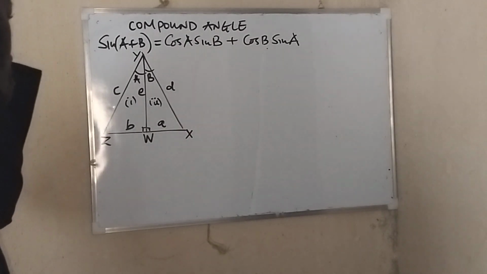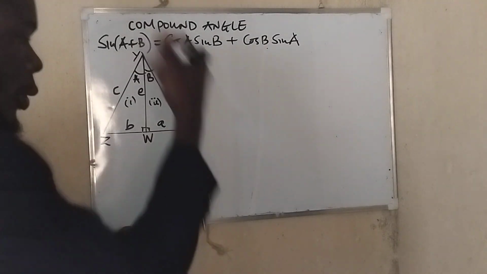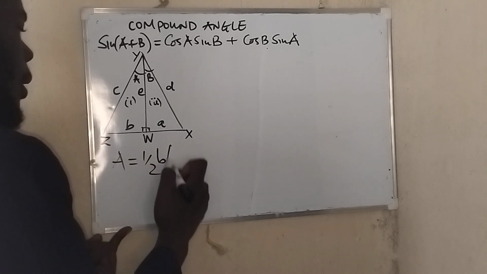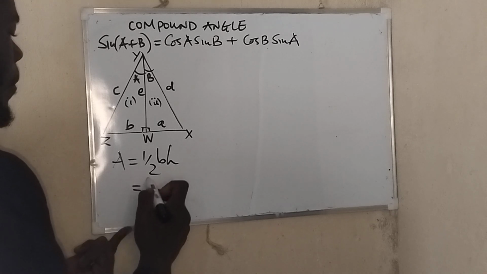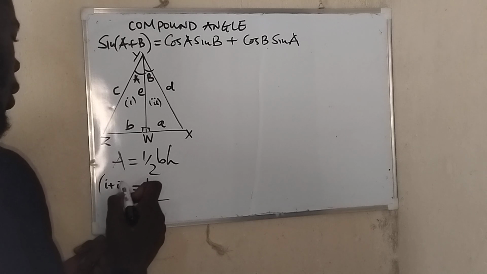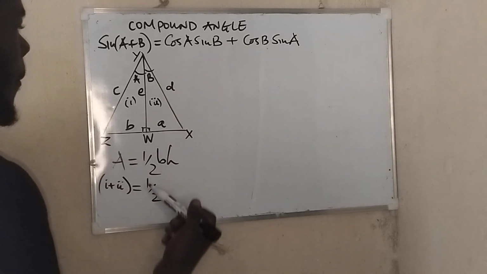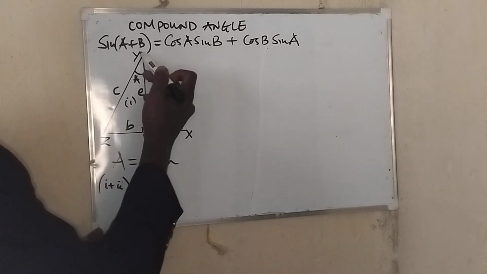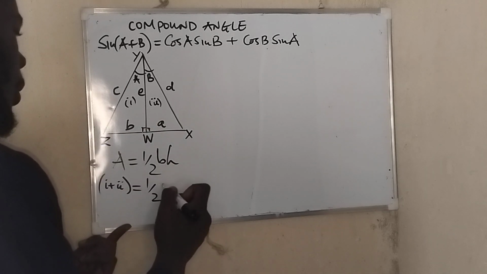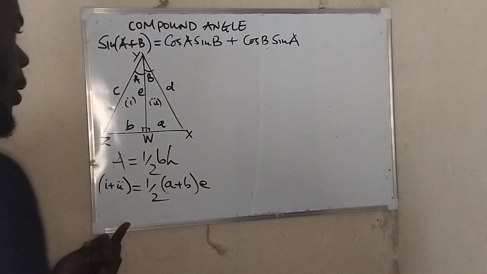So here what you do, first of all, you find the area of the whole triangle. Now the area, you know, is given by half base multiplied by height. So the whole triangle, which is Roman 1 and Roman 2, you have half base times height. So the height is E, then the base we have A plus B. Then your height is E.